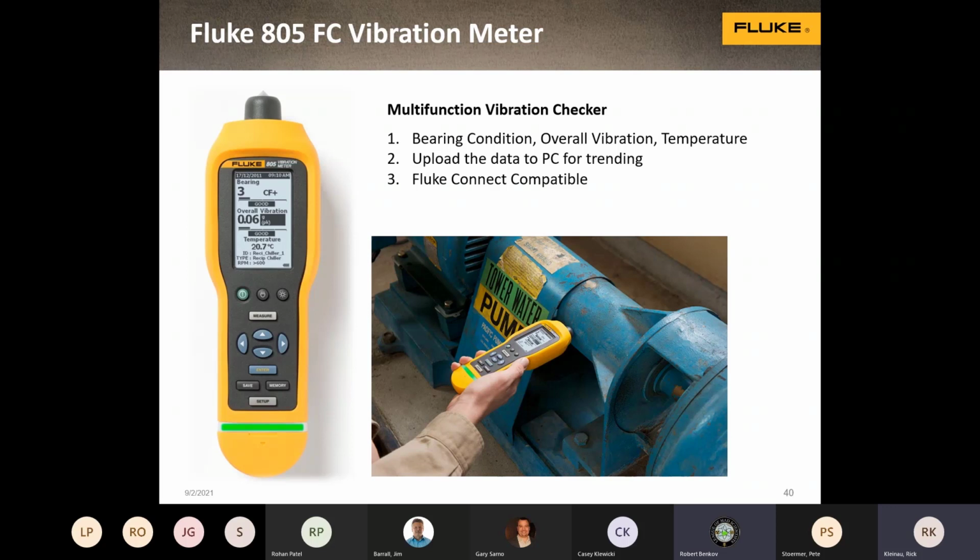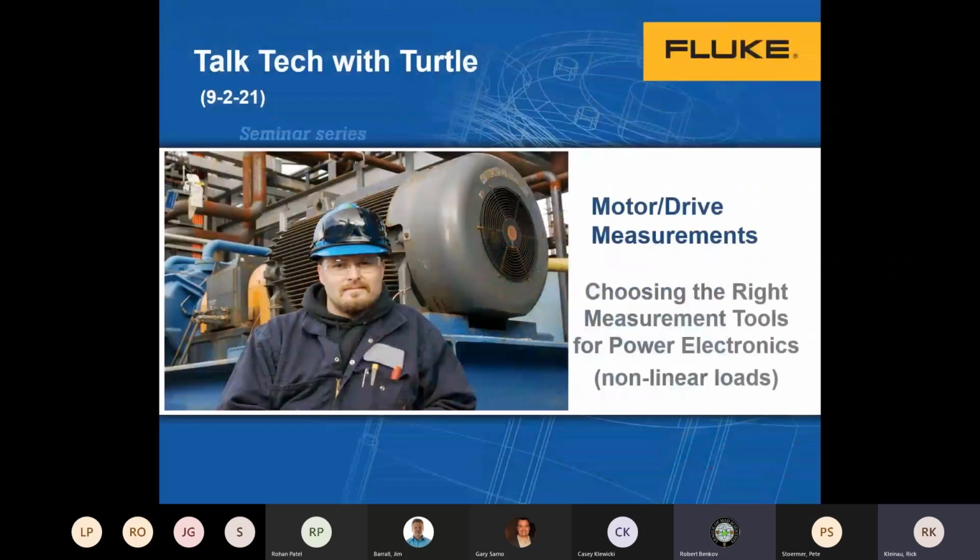You know, I was chatting with Rick earlier, and I was concerned, how could Rick fill up 45 minutes on information on measuring drives? So kudos to you, Rick. Very well done. Great presentation.